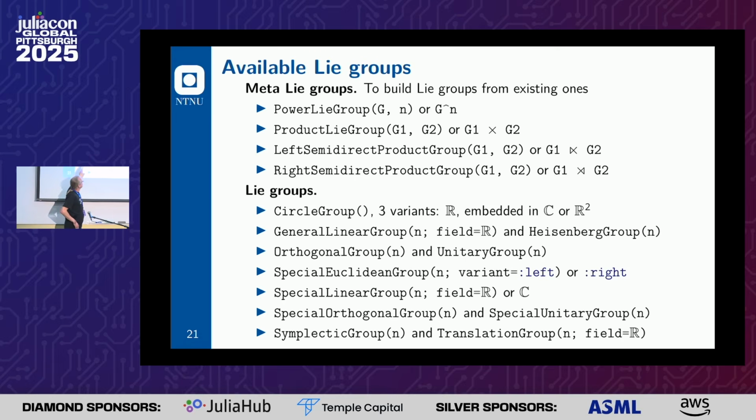Well, the circle group with 3 variants, mainly for learning stuff. The orthogonal group, special orthogonal, maybe also symplectic, but symplectic matrices with a metric multiplication that you can work with. We are open to new ideas and further Lie groups to extend that, but those are the current ones we have.